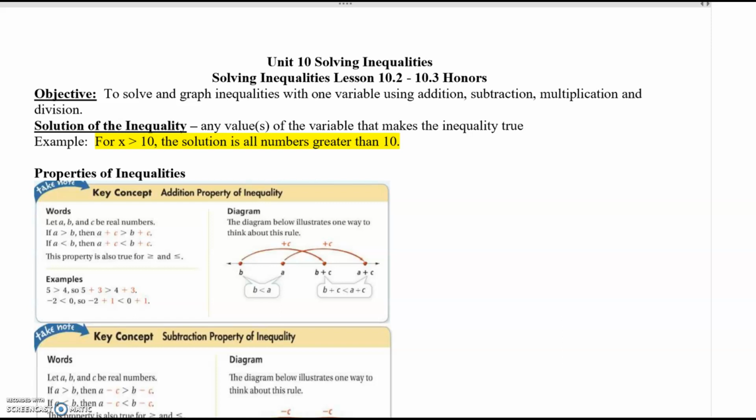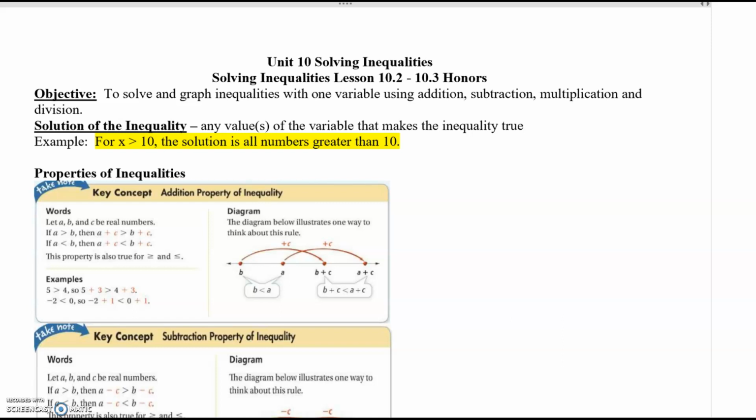I think you'll find what we're doing today and next time we meet fairly easy, because you solve inequalities just like you solve equations. It's just the graphing on the number line is a little bit different.